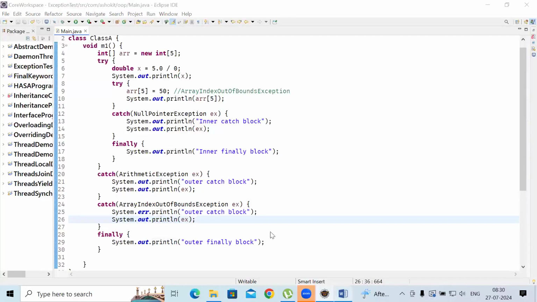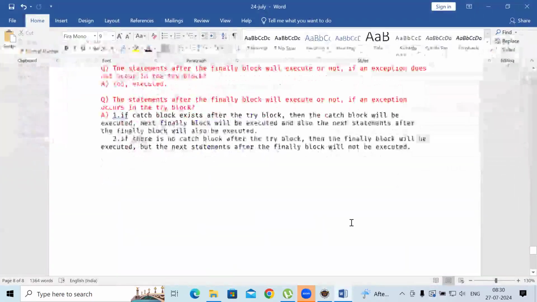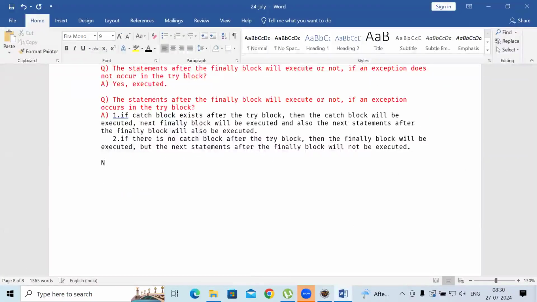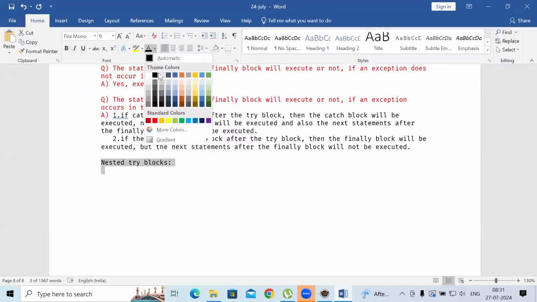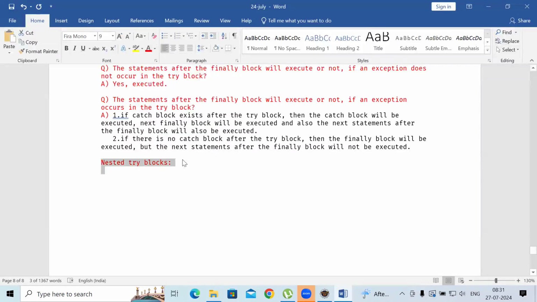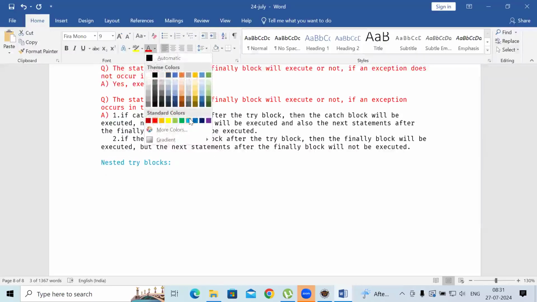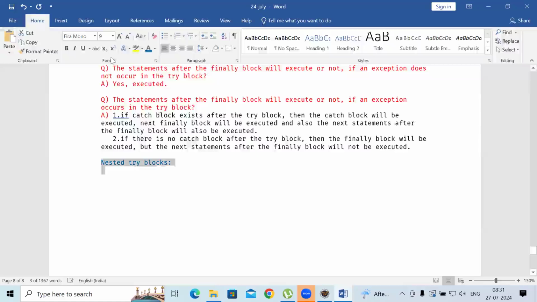Which concept am I talking about? Nested try blocks. This is the concept I'm talking about. Guys, this is the topic I'm talking about. What's the topic name? Nested try blocks. I'm talking about nested try blocks.